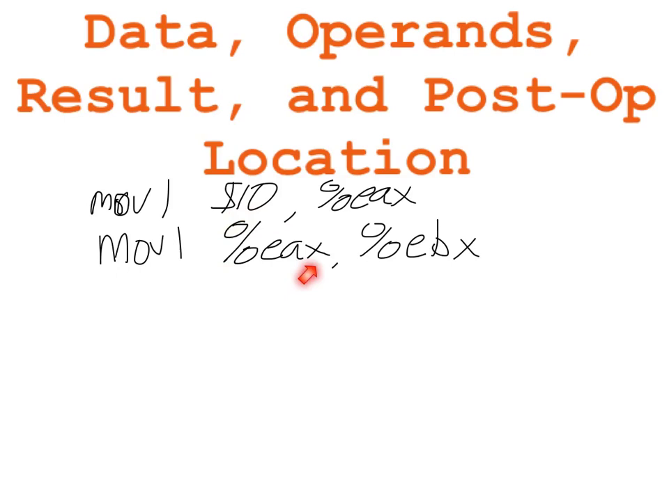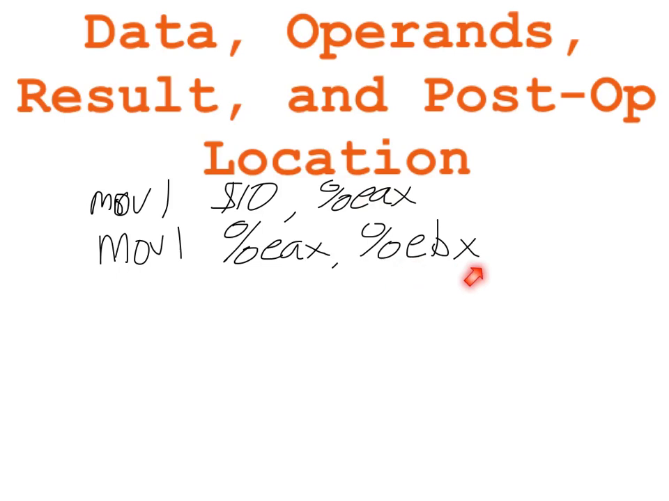Now, in order to determine the result and the post-op location, you can think to yourself, what is this instruction going to do in the end, and what is it going to modify? Where is it going to save its result? In this case, the result is going to be 10. We're just taking the number 10, not changing it at all, and we're going to save it someplace. The place we're going to save it is the post-op location, or B register.